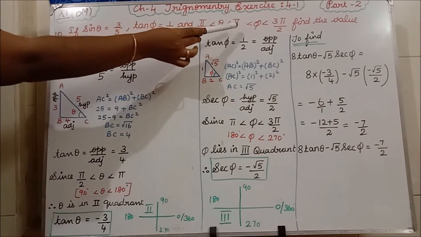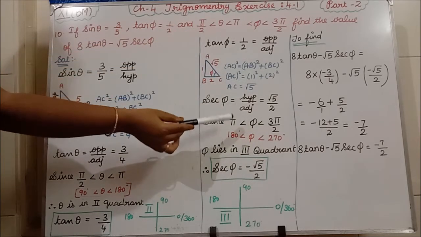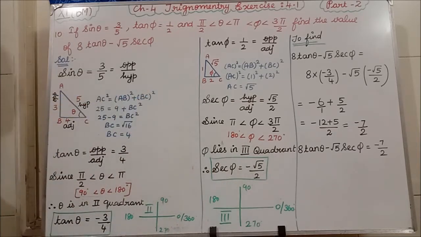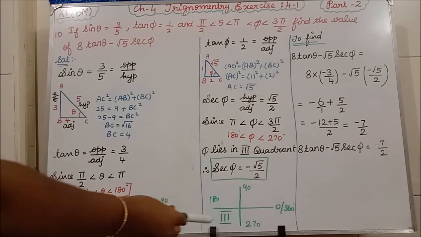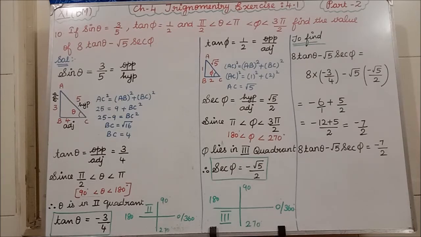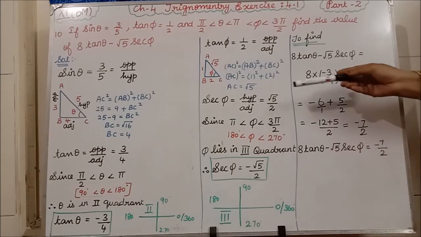Now see the question where this phi will vary between theta and 3 pi by 2. Theta means 180 degrees, less than phi, less than 270 degrees we have. So 180 degrees to 270 degrees means it will come in which quadrant? 180 degrees here we have, here 270. So it is coming in the third quadrant. Is secant positive in the third quadrant? No. In the third quadrant secant is not positive. Only in the fourth quadrant is secant positive. So what am I writing?